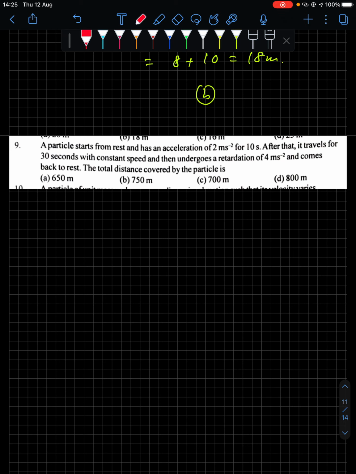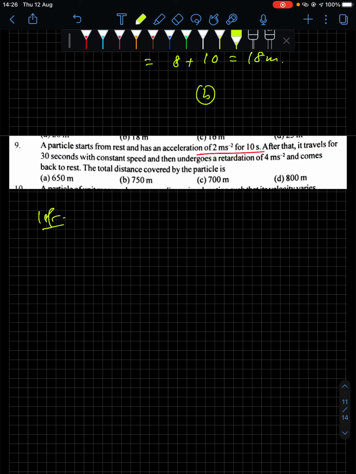Particle starts from rest and has an acceleration of 2 meter per second square for 10 seconds. After that it travels for 30 seconds with constant speed, then undergoes a retardation of 4 meter per second square and then comes back to rest. So there are 3 parts of this question.